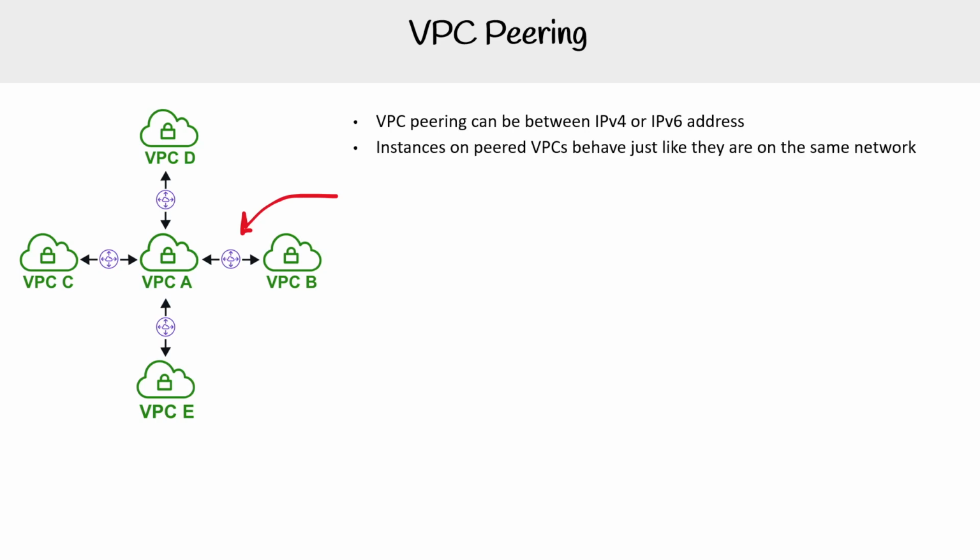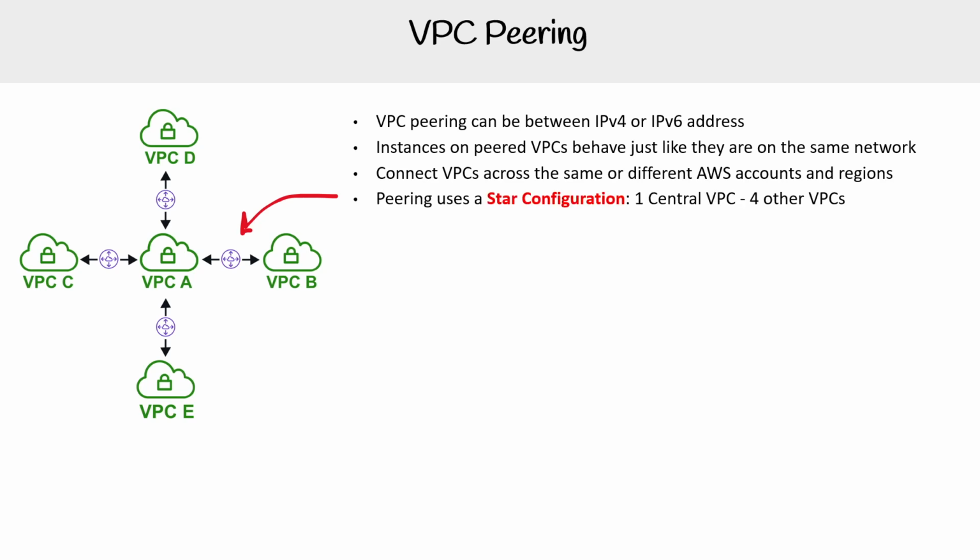Instances on peer VPCs behave just like they're on the same network. They connect VPCs across the same or different AWS accounts and regions. Peering uses a star configuration, so you have one central VPC and four other VPCs. You can see that it is a little bit more limited than Transit Gateway, which is like VPC peering on steroids, as you can add something like 50,000 or a crazy amount of VPCs. But for this, it's very simple.